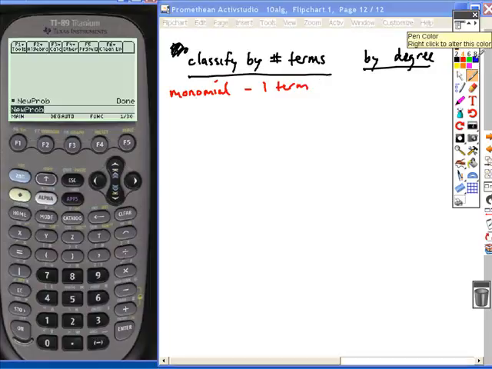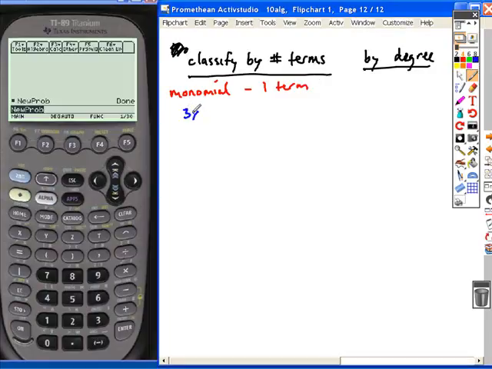So an example of a monomial could be something like 3x, could be negative 5x squared, it could just be a constant, negative 5. All of those represent individual terms that form your expression, and so it's a monomial. There's only one term. Two terms is a binomial. What is a term then? A term is separated by a plus or minus.